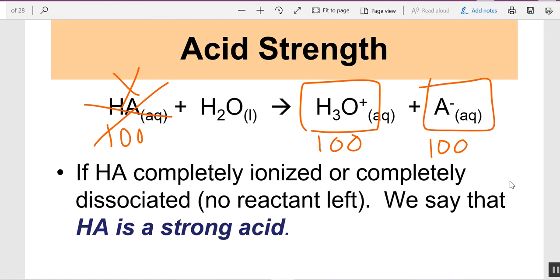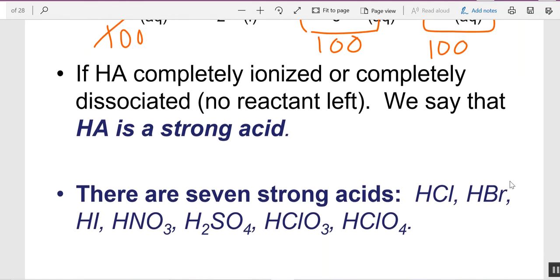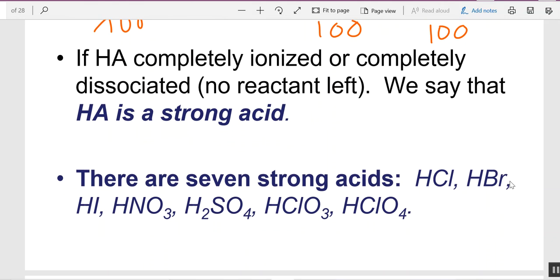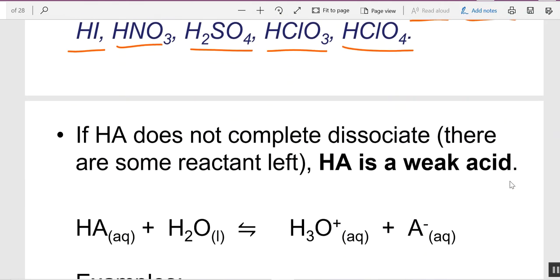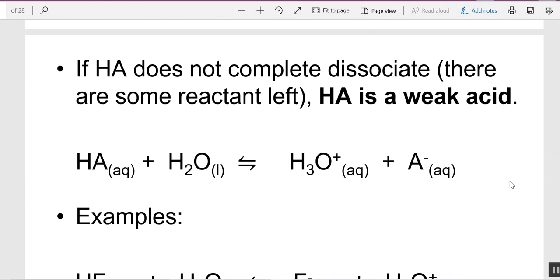Okay. So here's a definition. And you need to know your seven strong acids. Okay, so we know that already. Hydrochloric acid, hydrobromic acid, hydroiodic acid, nitric acid, sulfuric acid, no, sorry, this is chloric acid, and this is perchloric acid.